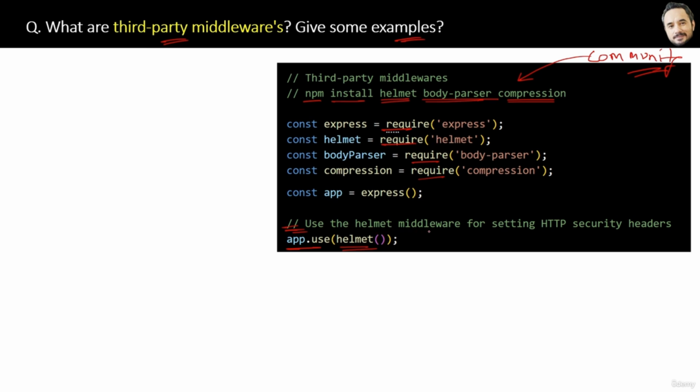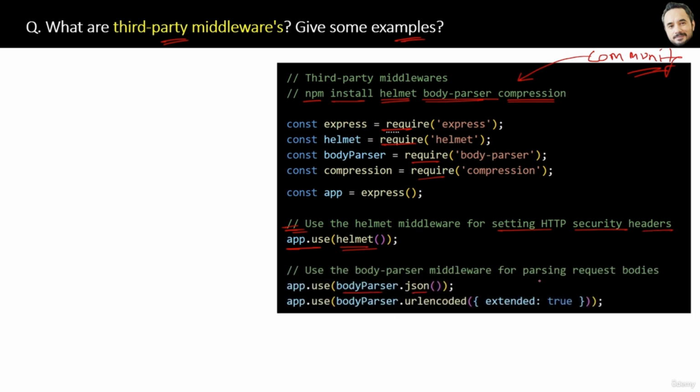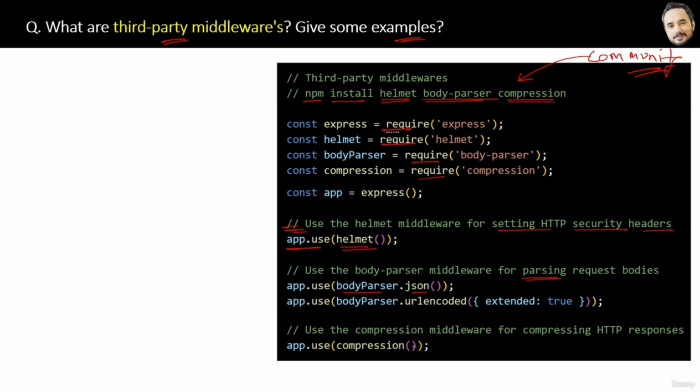For example, helmet is used for setting HTTP security headers. Then the body-parser middleware parses the requests which are coming in. It will check what the contents of the request are. Then the compression middleware is for compressing the HTTP responses, so this is used for improving performance. Basically, the responses going from your application, we will compress them as much as possible. Then their size will be less, and that will improve the performance.